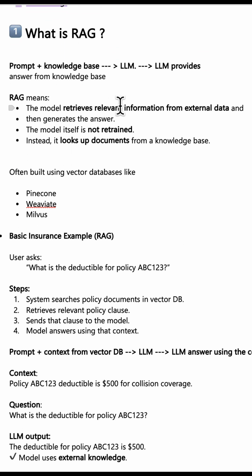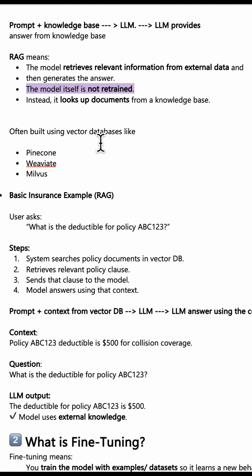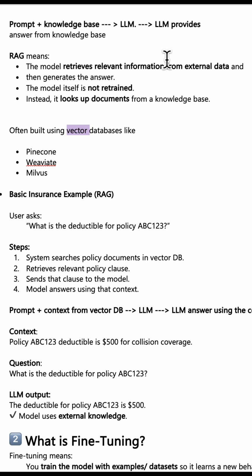RAG means it retrieves relevant information from external data, which you augment when you send your prompt. The second thing to remember is that this model is not retrained. You are not retraining the LLM model again. When you give your external data, it is made into chunks, and it will be stored in a vector database.